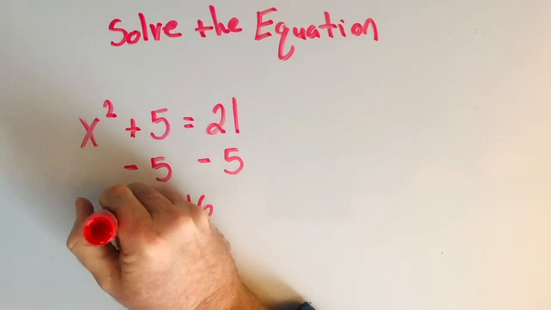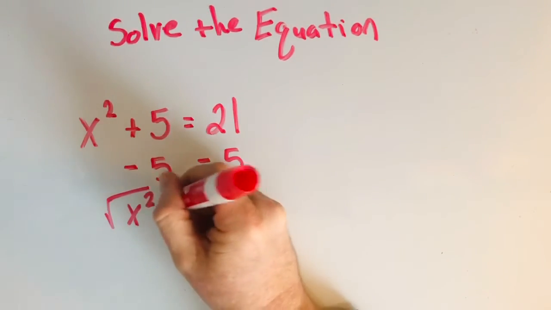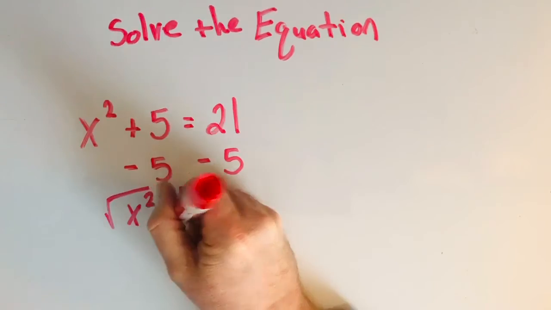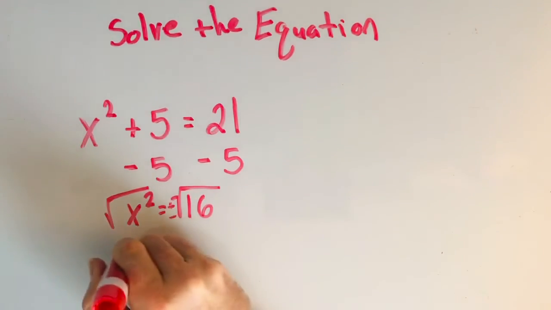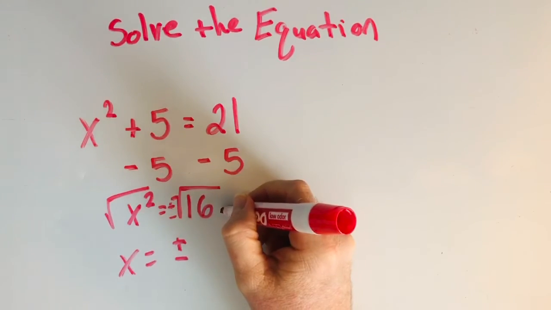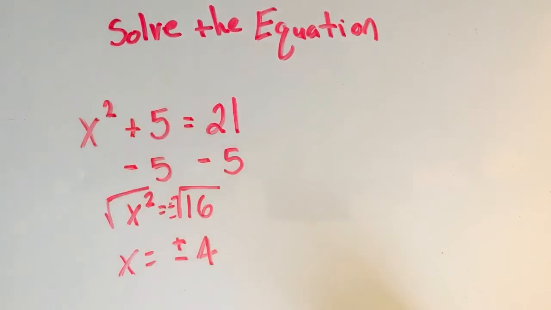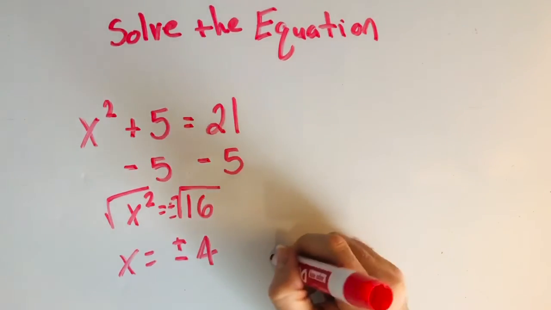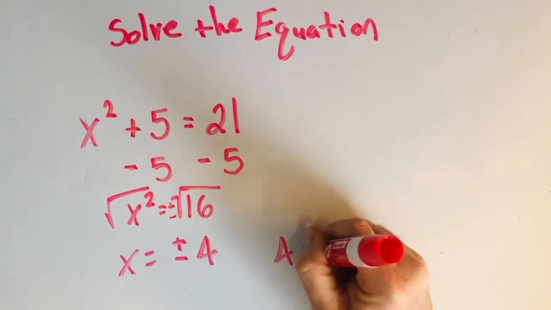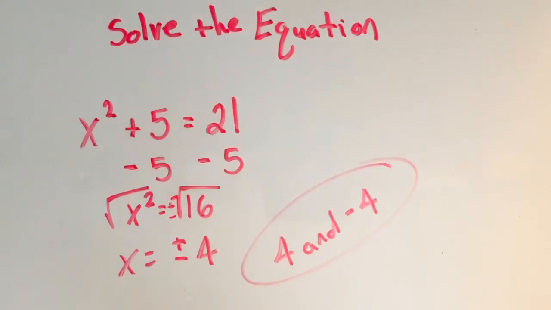All right, then I'm going to take the square root of both sides, but remember, that's plus or minus. So x equals plus or minus the square root of 16. Well, what's the square root of 16? That's 4. All right, so that means that our answers are 4 and negative 4. Hope that makes sense.